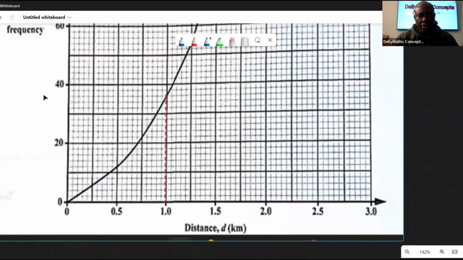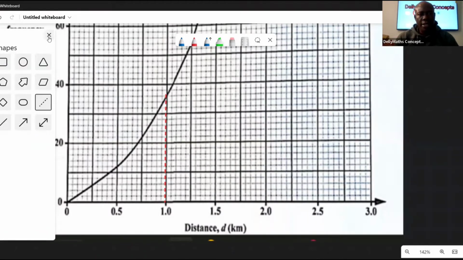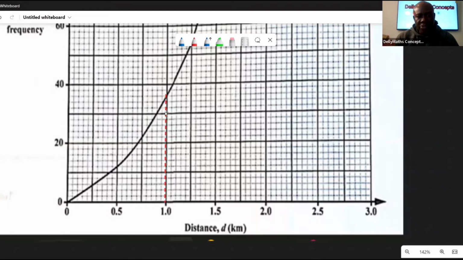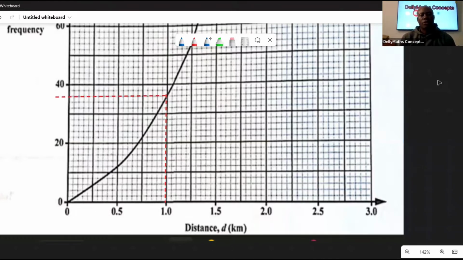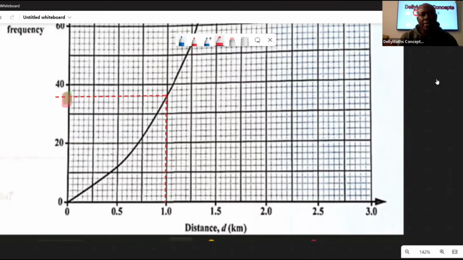The moment it touches the curve, we want to interpret how many students this 1 kilometer would be linked to on the y-axis. So we go across to the y-axis right there. There it is. We're interpreting this spot right here and really understanding what's going on.